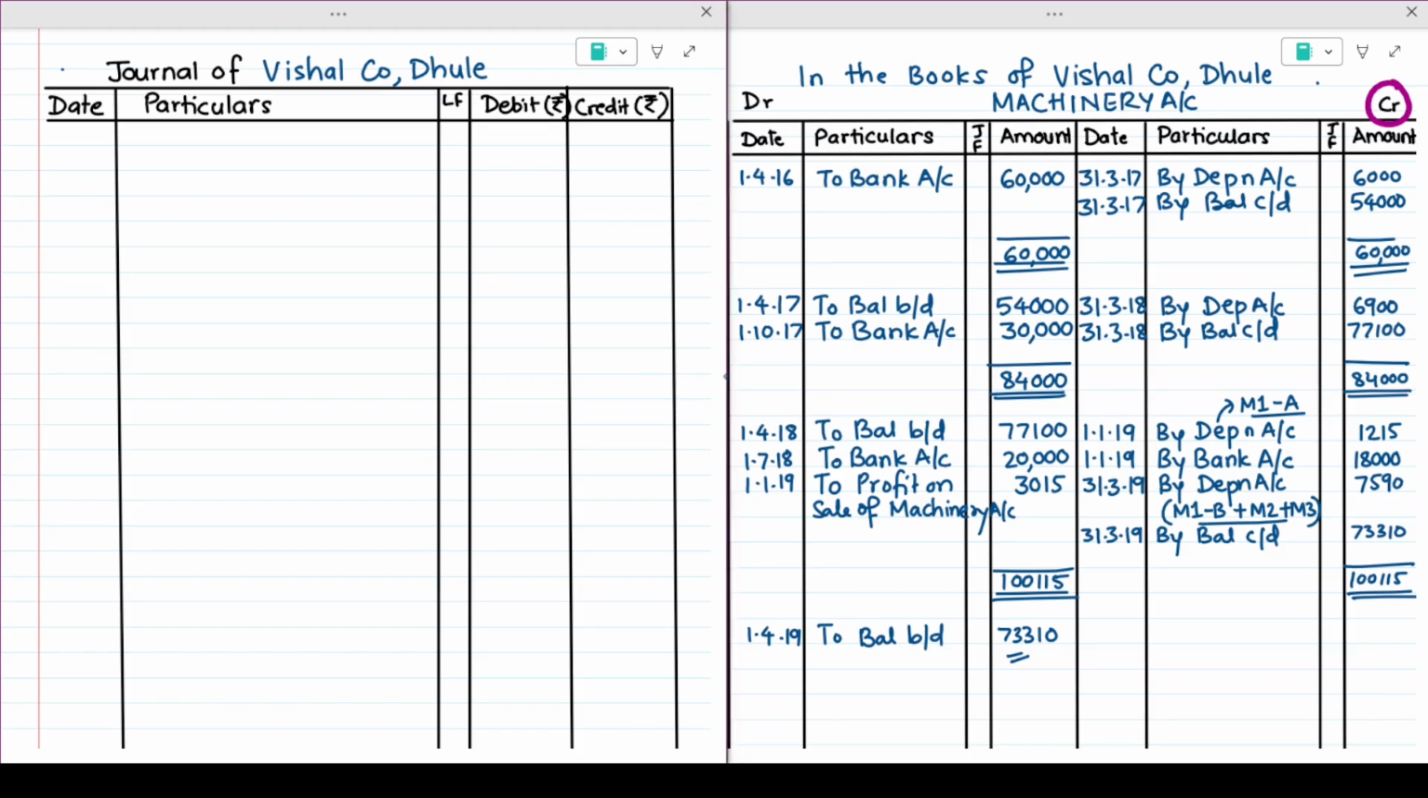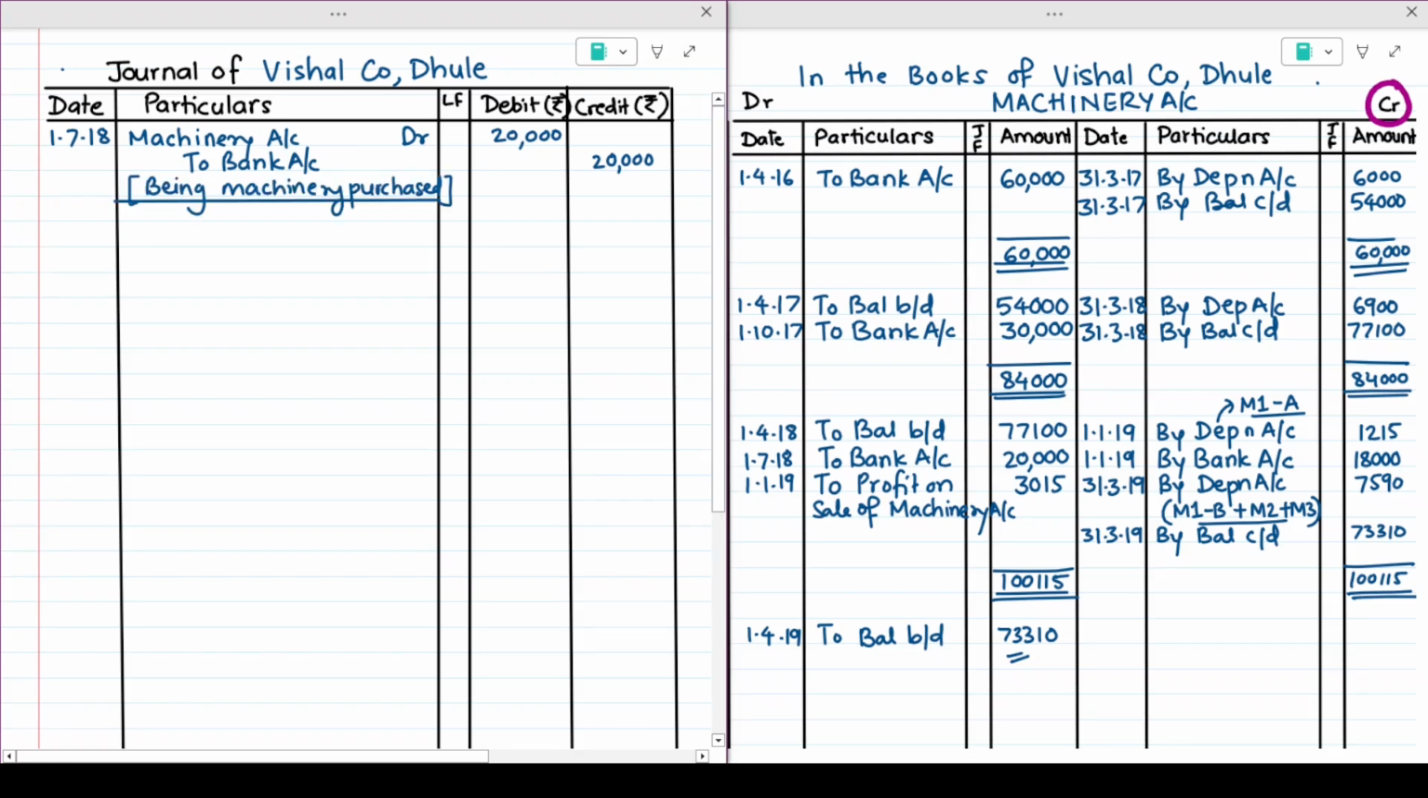Now you have all the transactions in front of you. First transaction will be of purchase and then sale. First purchase on 1st July 18. Machinery account is debited. Machinery account debit to bank account. The amount is 20,000, being machinery purchased.